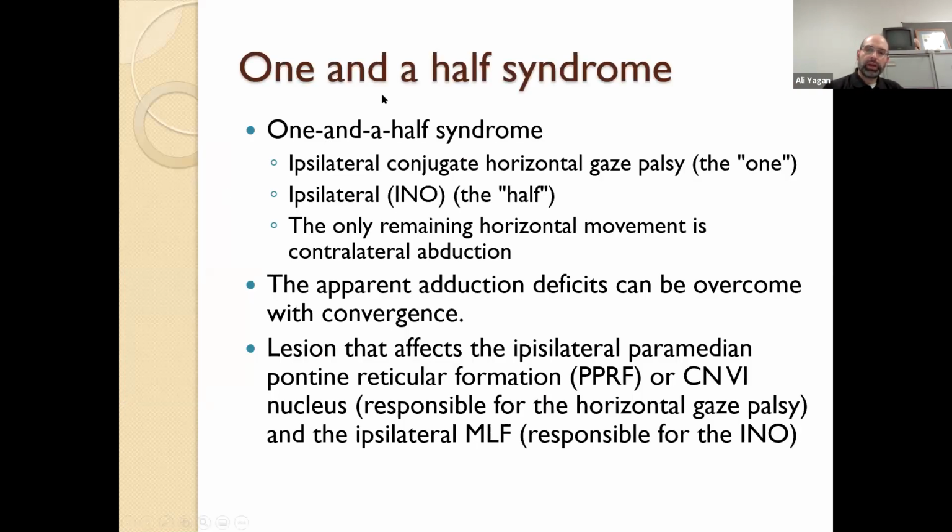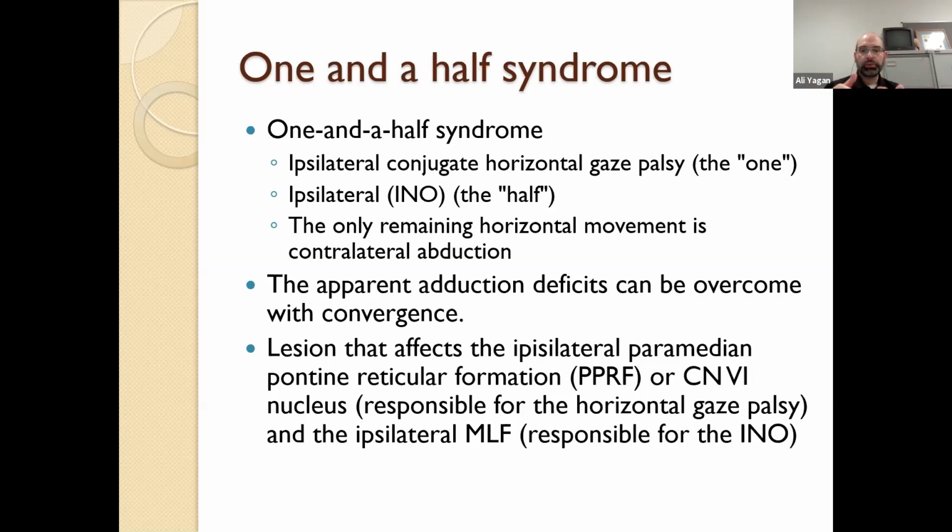Another example is what we call a one-and-a-half syndrome. That patient will not be able to move to the right-hand side. To look to the left, only the eye will go out. So the only preserved movement is abduction in one eye. The other eye doesn't move right nor left, and the one eye that moves only to the abducting position cannot move to the other position. So here there is a gaze palsy plus an INO.